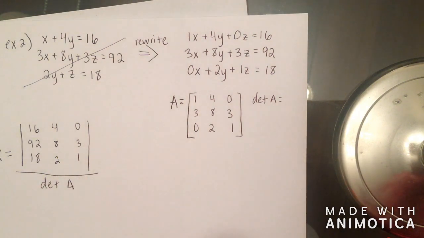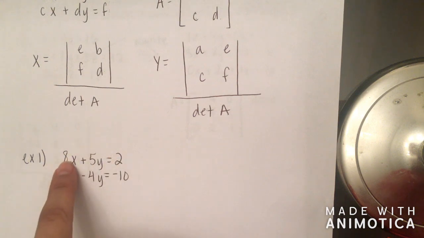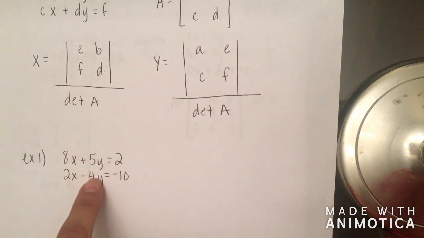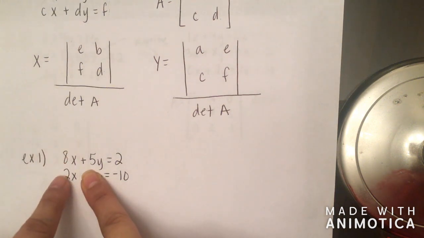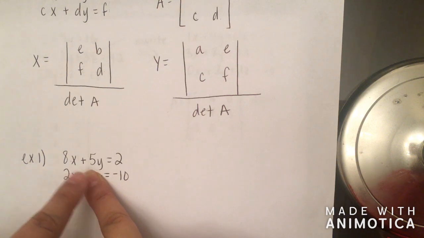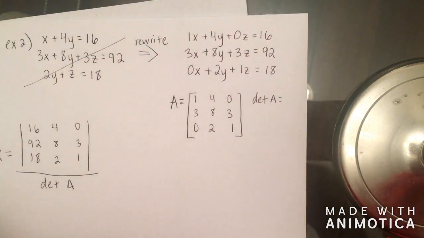And keep in mind that when we did a 2 by 2, I didn't have to rewrite this because I had x's and y's, x's and y's. Now, if I hadn't had a y, for example, here, then I would have rewritten that and I would have written 2x plus 0y equals -10, just to keep that 0 in that position. But that wasn't the case for a 2 by 2.